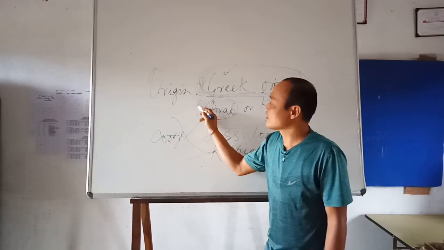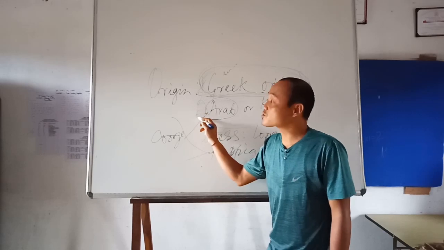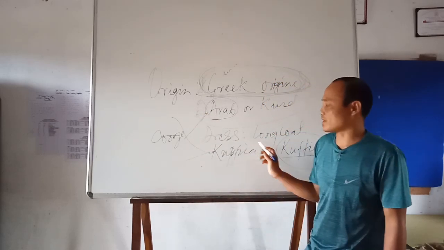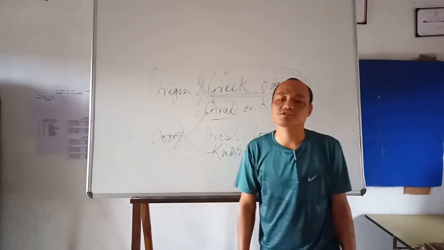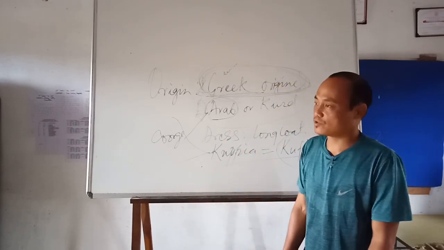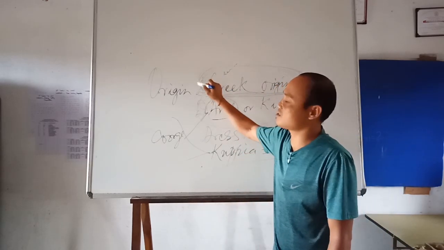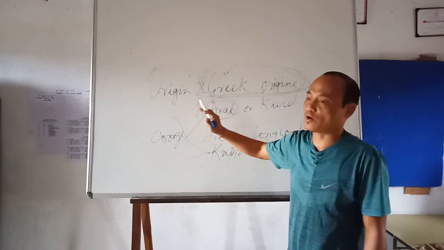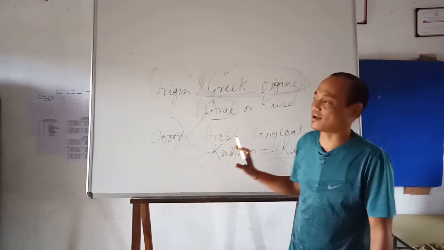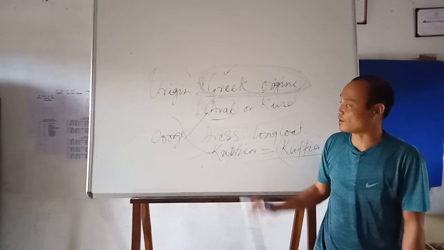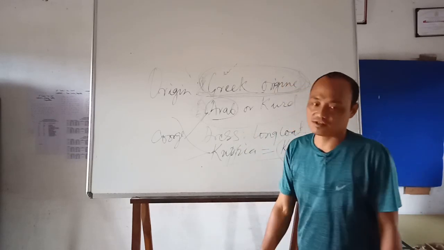And the next one is that their dress is quite similar to the Arabs or the Kurds. So both theories are believable. But we cannot point out which is the true one. We have to believe according to the writers. So that is about their origins.